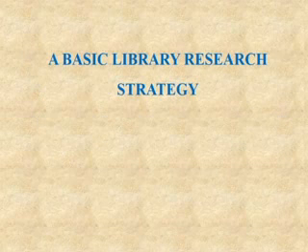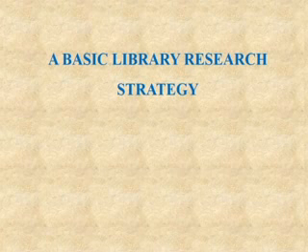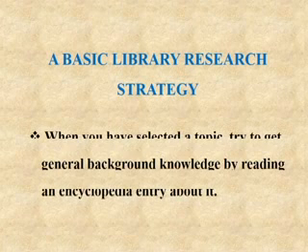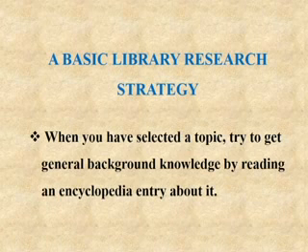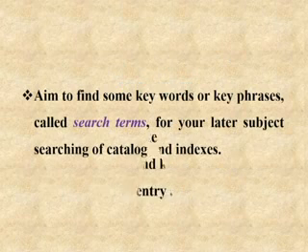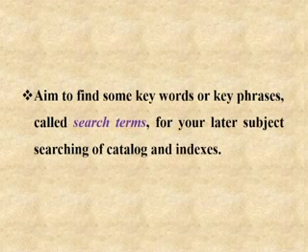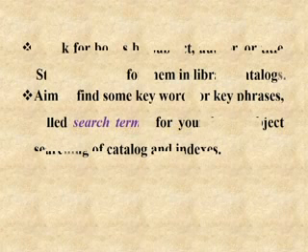A basic library research strategy. A typical strategy for beginning to work in the library includes the following 3 steps. 1. When you have selected a topic, try to get general background knowledge by reading an encyclopedia entry about it. Aim to find some keywords or key phrases, called search terms, for your later subject section of catalog and indices.